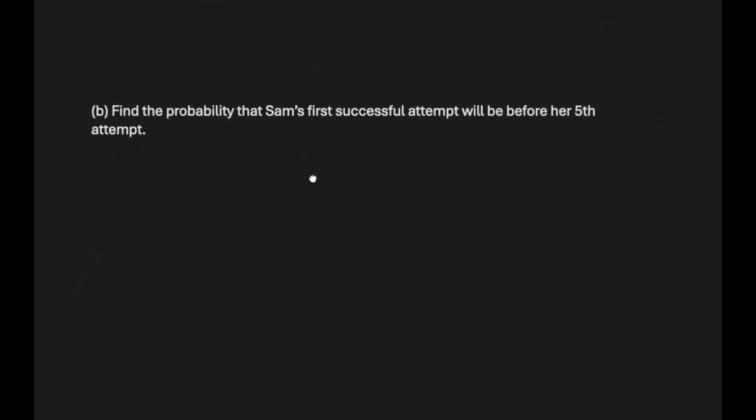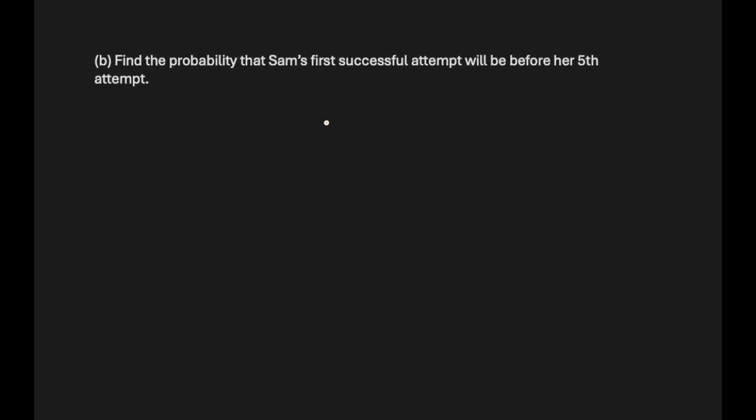Find the probability that Sam's first successful attempt will be before her 5th attempt. It means that she will get her success for sure in first 4 attempts. Okay, before her 5th attempt means she will be successful within first 4. Which one we don't know, but what we are sure is that she will not fail 4 times.